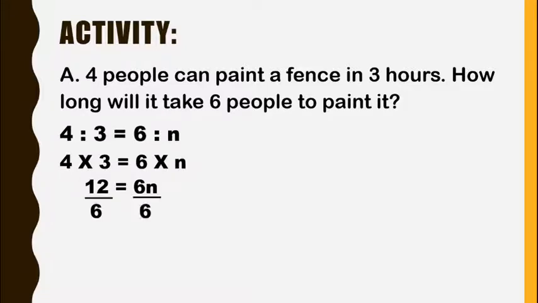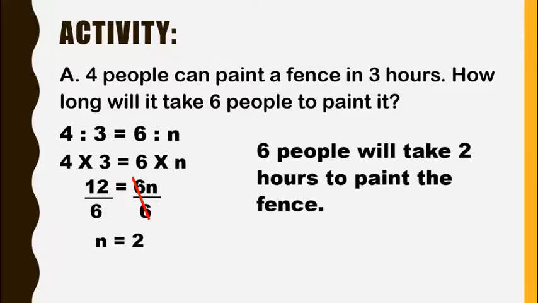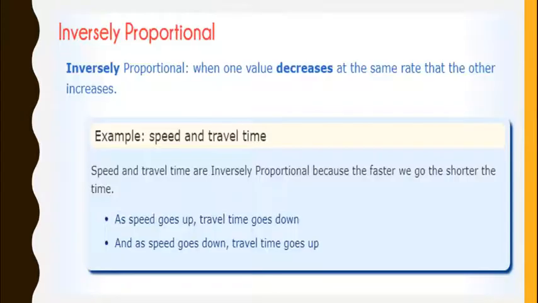So we need to divide both sides by 6. 6 divided by 6, the remaining would be 1. 12 divided by 6, then the answer is 2. So meaning 6 people will take 2 hours to paint the fence.